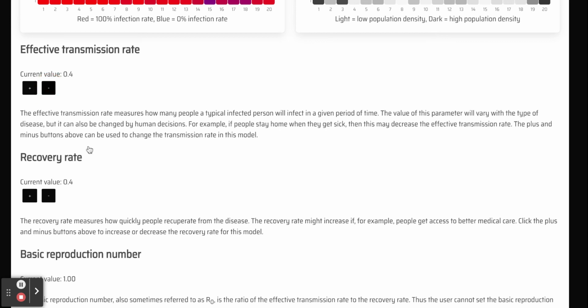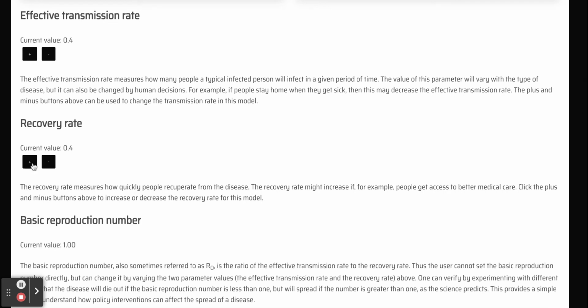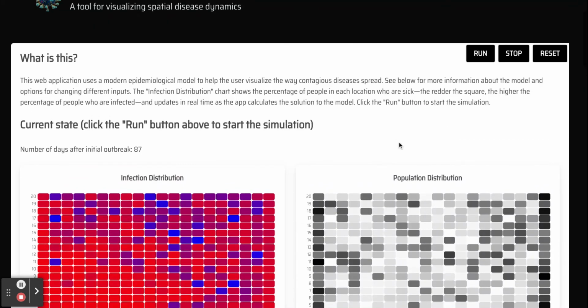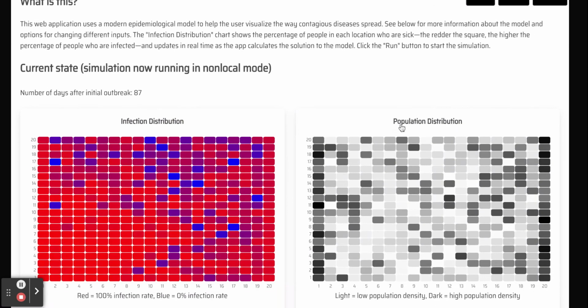And another important parameter is this recovery rate. So if people get access to better medicine, better medical care, things like that, they can recover more quickly. So I'm going to increase this. And then I'm going to resume the simulation. So I'm going to click Run again.